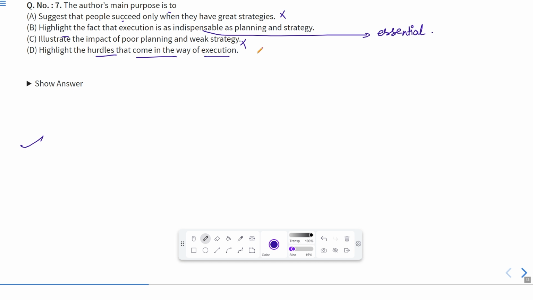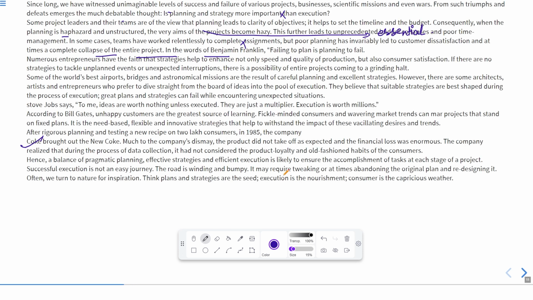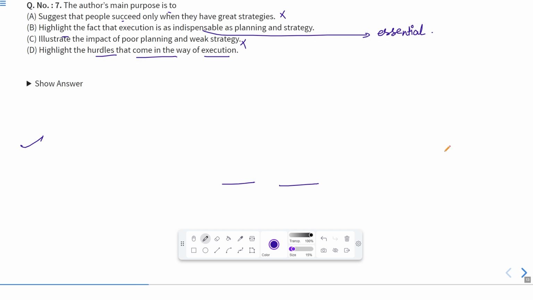Highlight the hurdles that come in the way of execution. Now, they are not telling us about the hurdles. In fact, they are making the comparison between execution and strategy and planning, and they are saying that both of these things are equally important. As in the last sentence, they have said that strategies are seed, whereas execution is the nourishment. So according to this, the correct answer will be B, that they highlighted the fact that execution is as important as planning and strategy. So the correct answer will be point B.